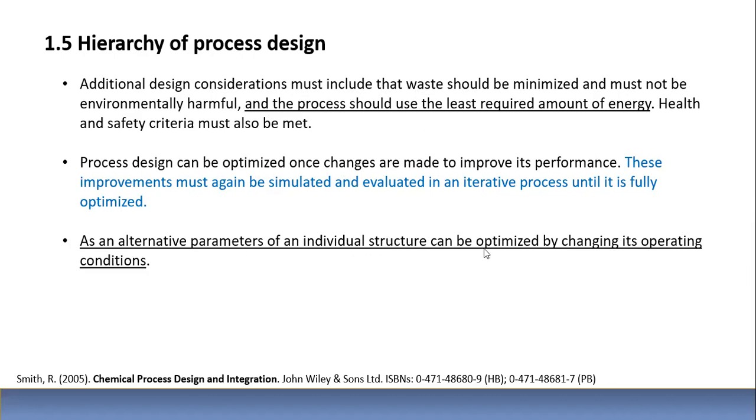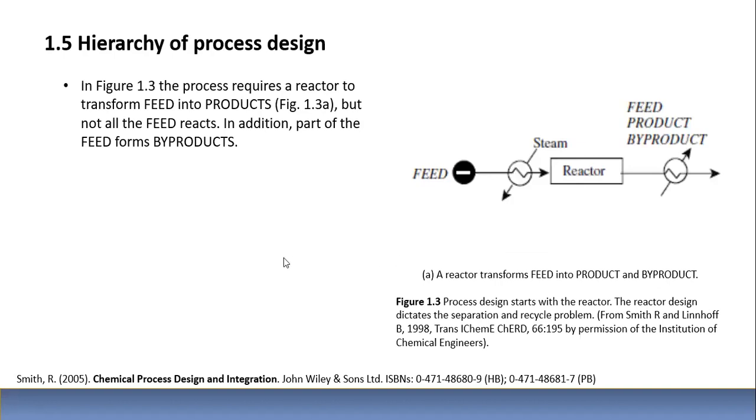As an alternative, parameters of an individual structure can be optimized by changing its operational conditions. Entonces aquí vemos, esto es del libro de Smith. Dice, in figure 1.3, que es esta figura, the process requires a reactor to transform feed into products.